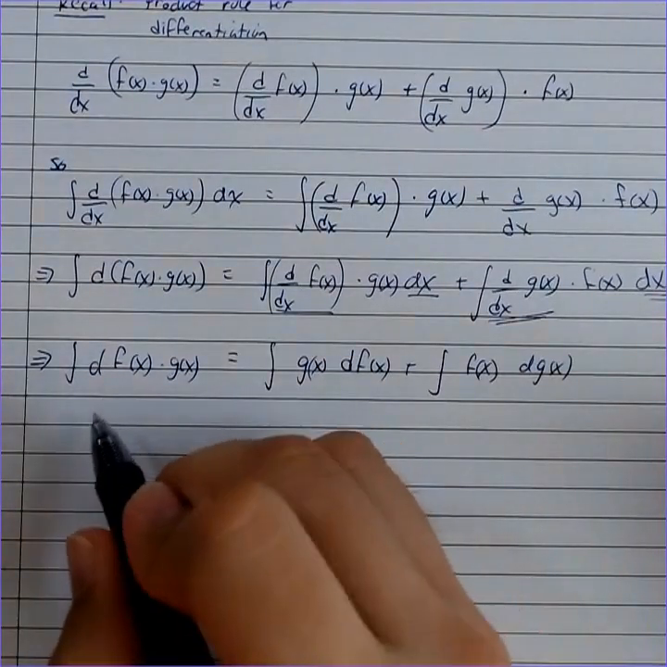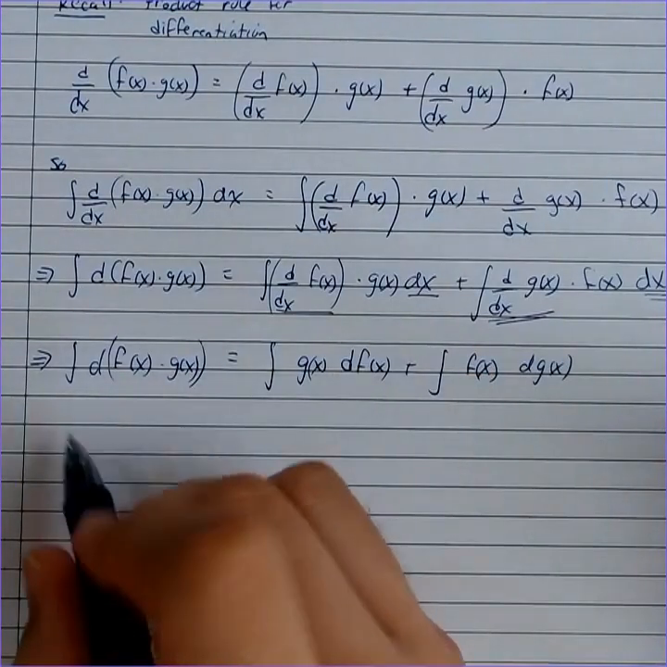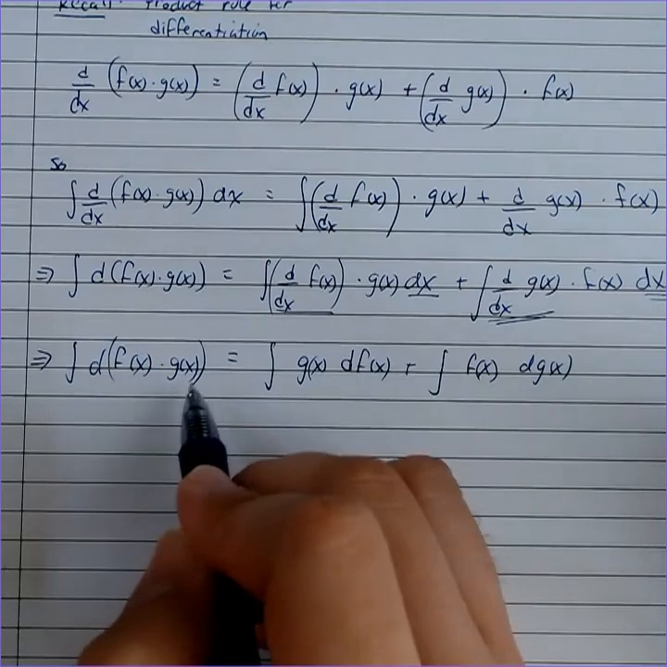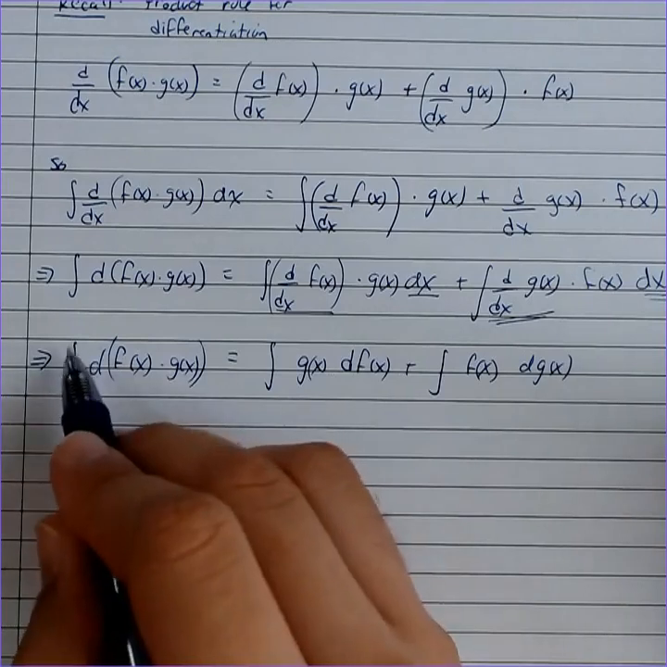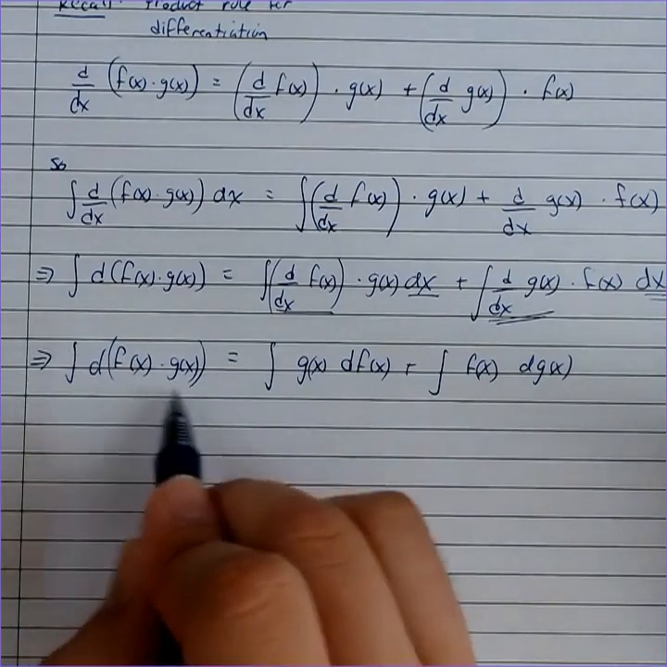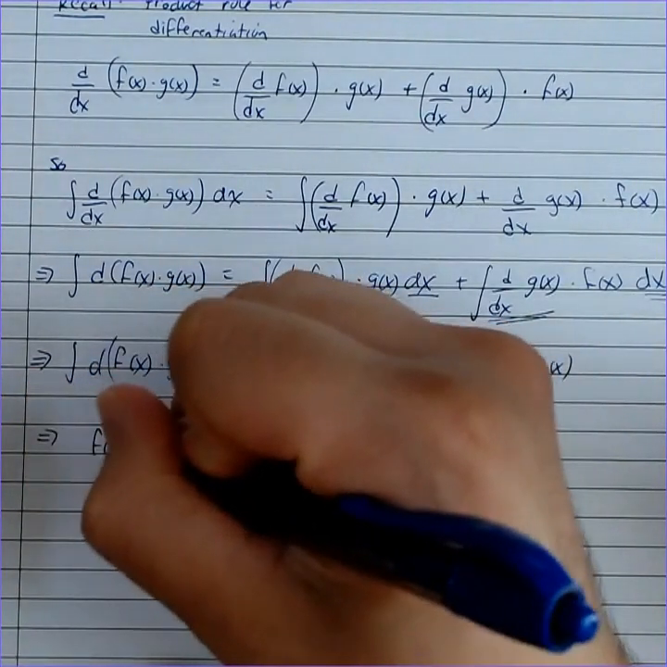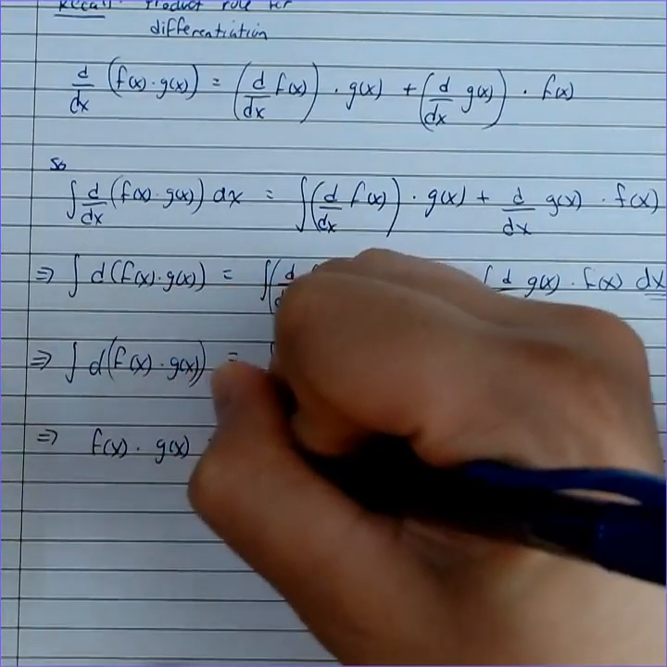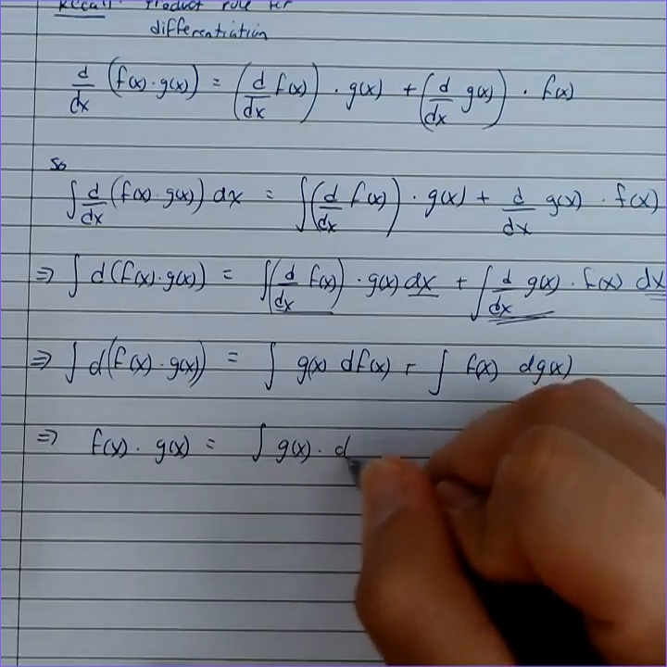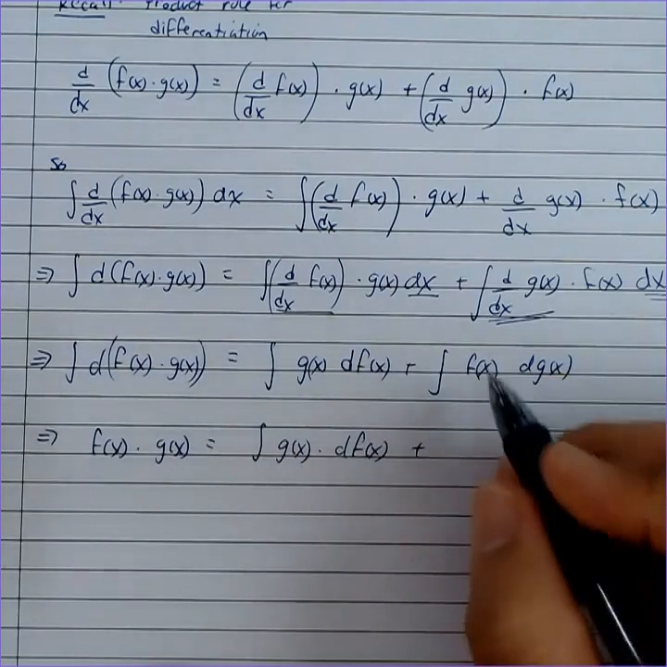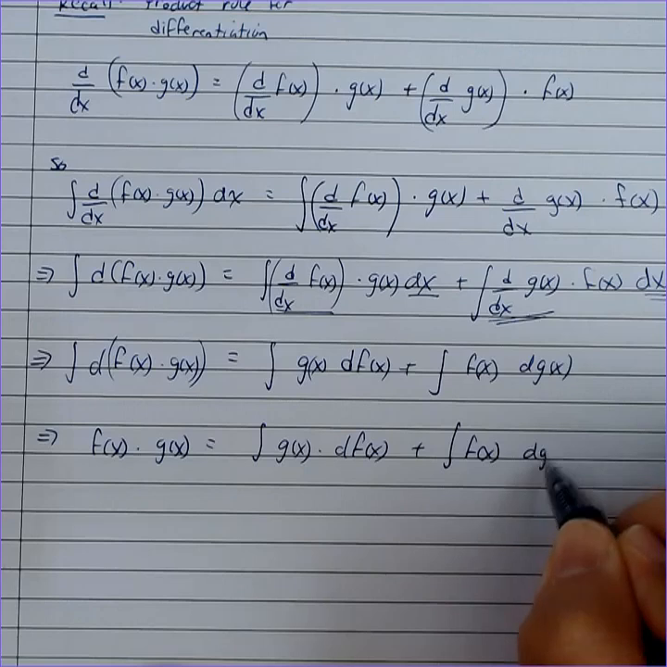Okay. Well, now notice, this is the integral of the differential of the product. But the integral of the differential of a function is just that function. Right? The integral of the differential is just the function. It's like saying the integral of dx is just x. Here, that's a little more complicated than just x, but same principle. So here, this is going to give us just f of x times g of x is equal to the integral of g of x times df of x plus the integral of f of x times dg of x.